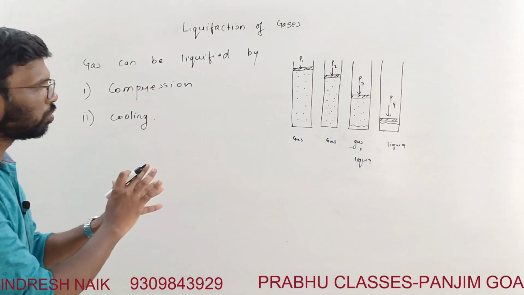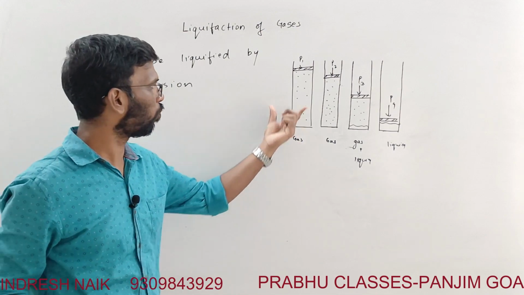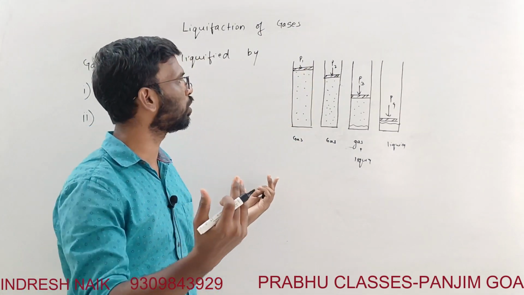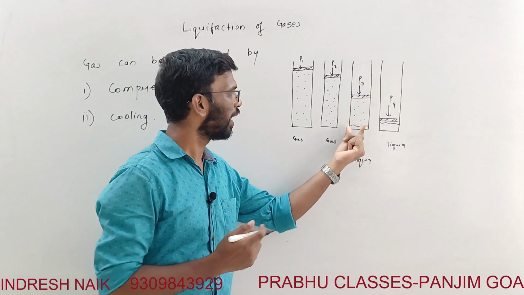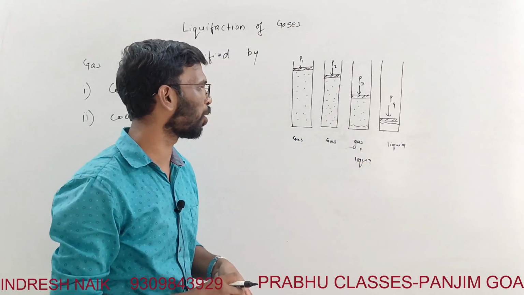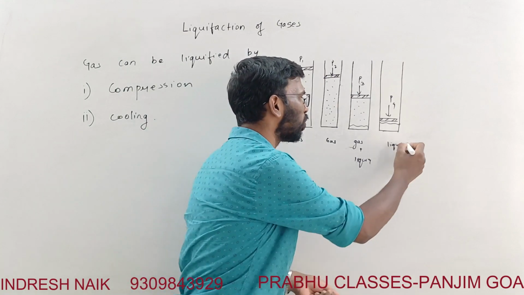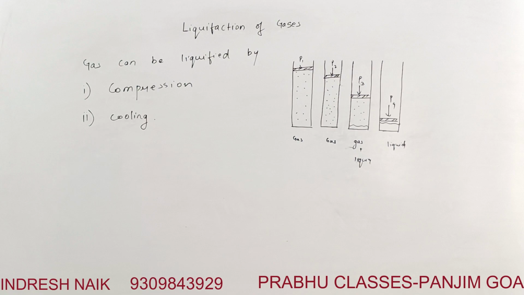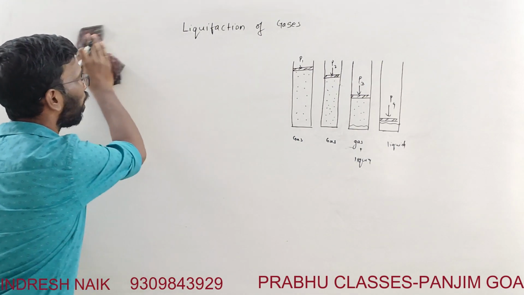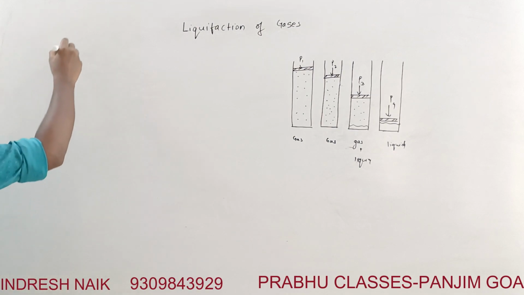So while compressing, as we increase the pressure, what we see is that there is a phase where there is gas as well as vapors. Both the phases are present. And then there comes a phase where there is only liquid. So here, let's understand this Andrews isotherm.